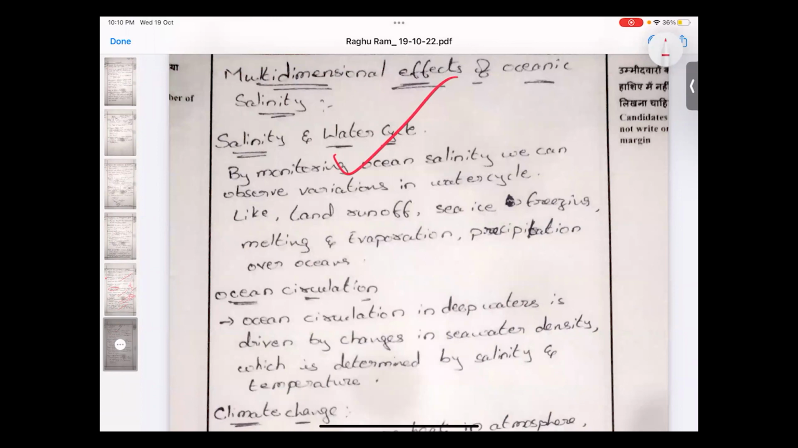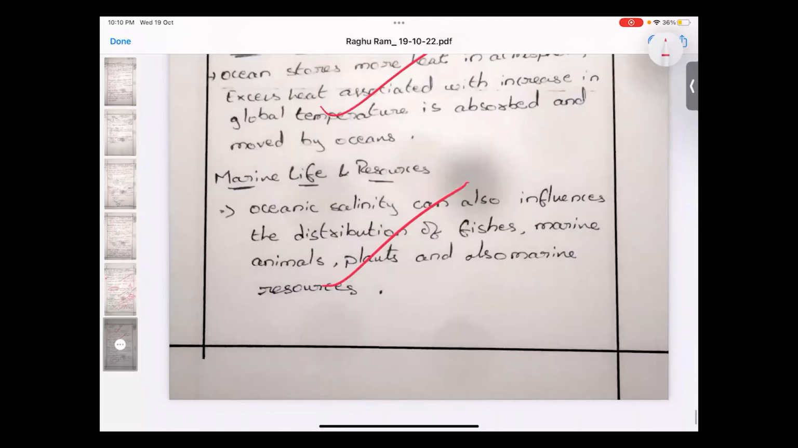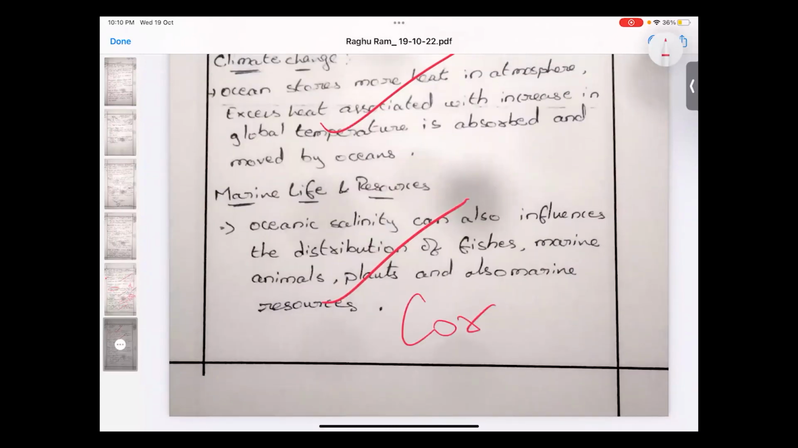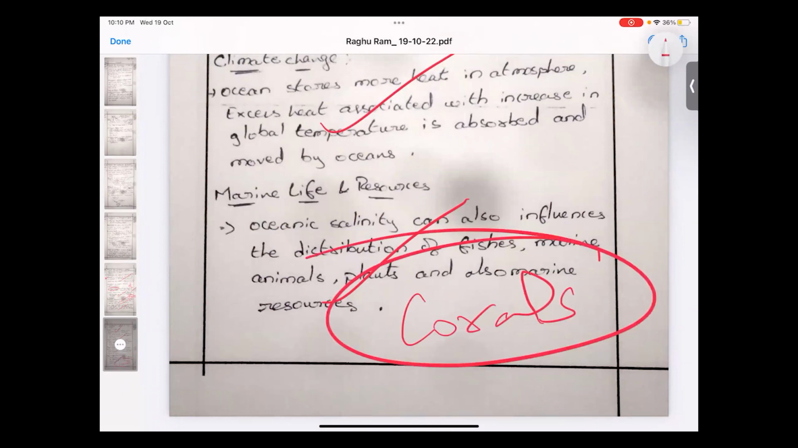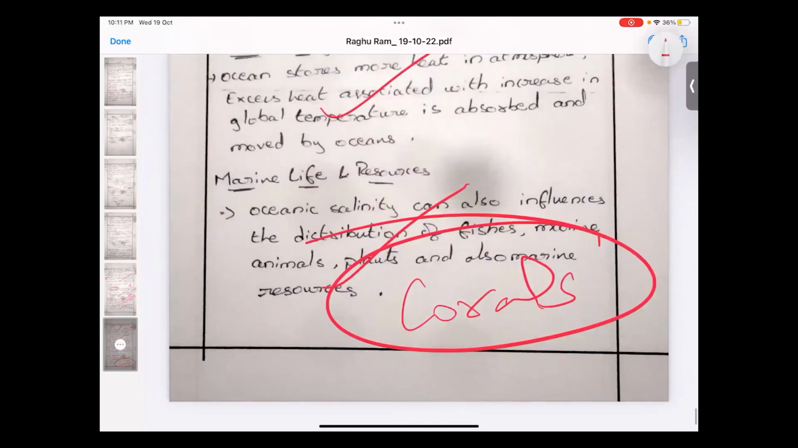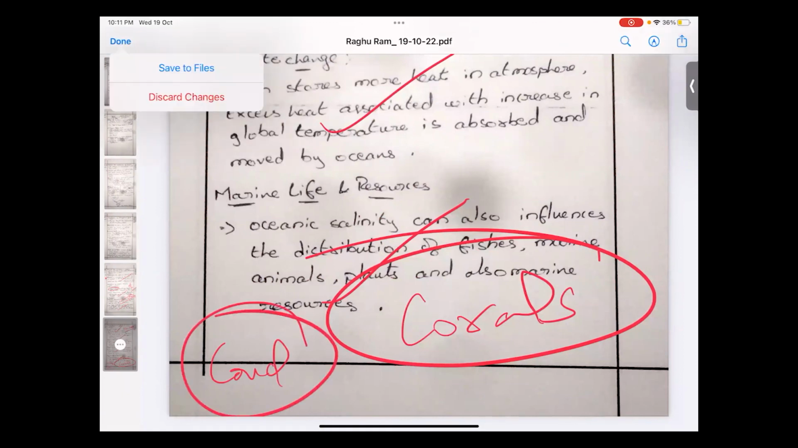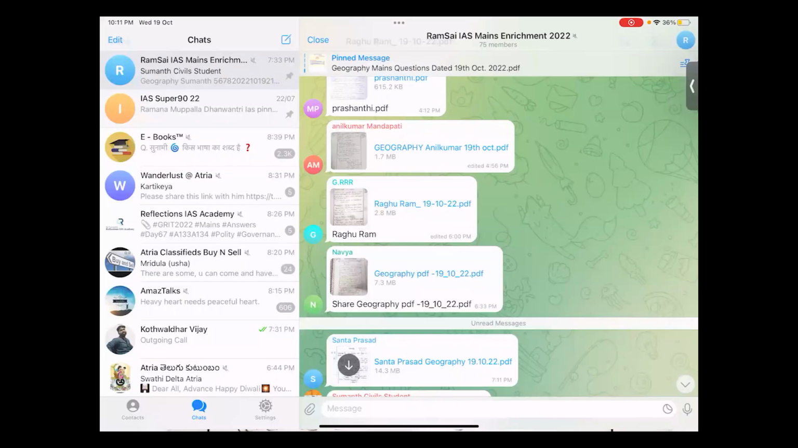Impacts water cycle, ocean circulation, climate change, marine life and resources. Please mention the point of corals. Corals are very important in oceanic life and also ocean currents. And then the conclusion is missing, Raghu. Okay?